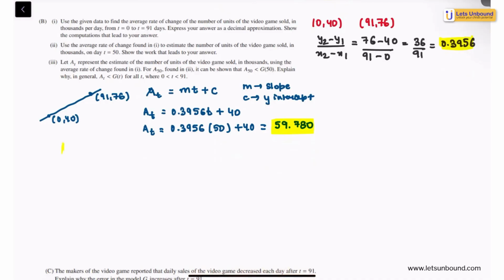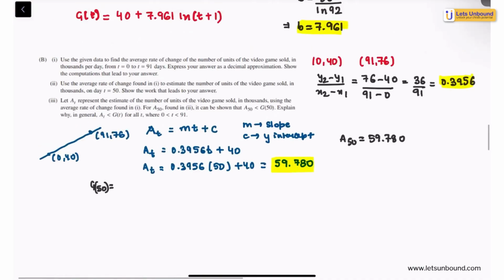So A(50) we got in the previous part as 59.780. And now to understand G(50), we will substitute in the function, or G of 50 we can say. We will substitute in the function 40 plus 97.961 ln 50. Let's use our calculators to approximate it.